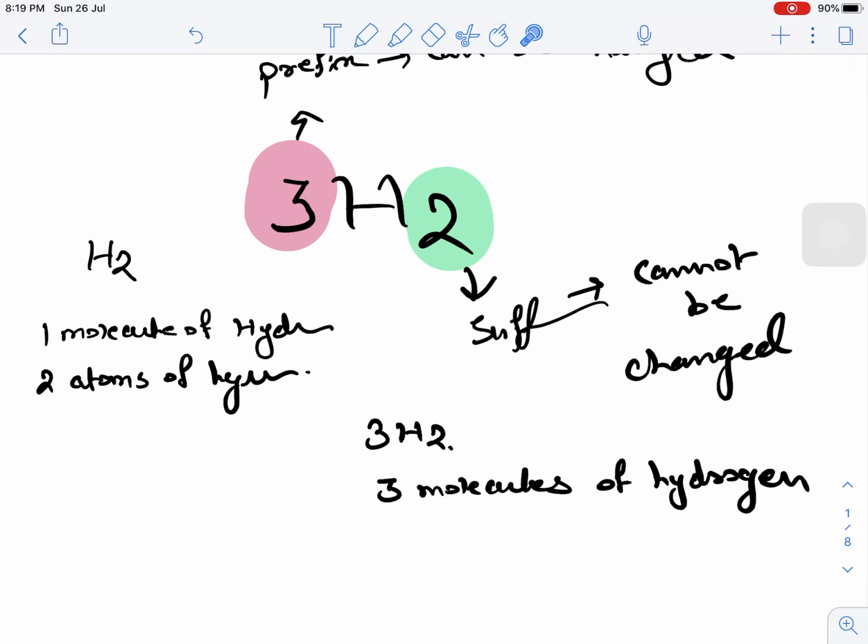And in this, how many hydrogen atoms are present? We will multiply this suffix with this prefix. So 3 twos are 6 atoms of hydrogen. You have to understand this difference, then only it will be easy for you to understand the next part. So I think this must be clear to you: what is a molecule, and how to know how many atoms of a particular element are present in a molecule.